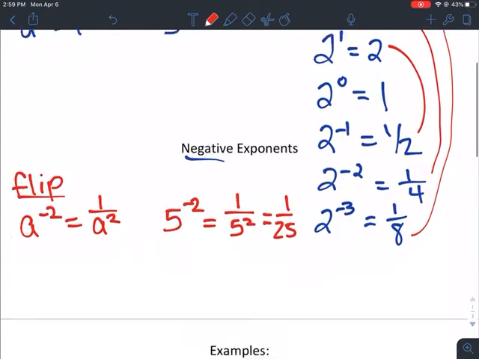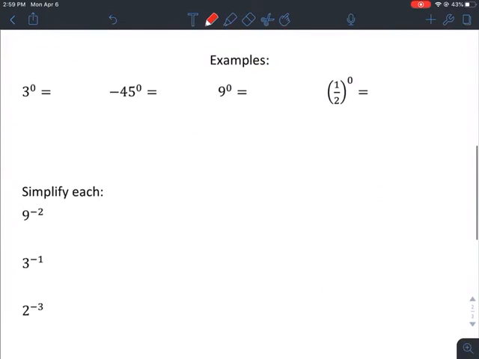So I have some examples for you. The 0 ones are really easy because it does not matter what the base is. The answer is always 1. All of those, whether it's a fraction or a negative number, should be in parentheses. That was my bad. But any base, if raised to the 0 power, is going to be 1.